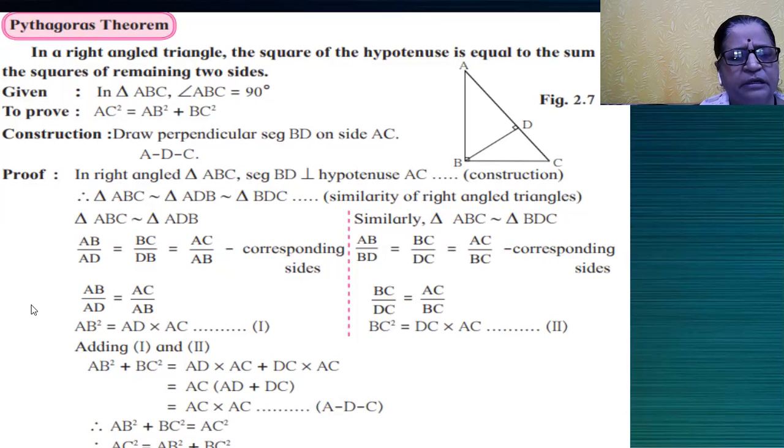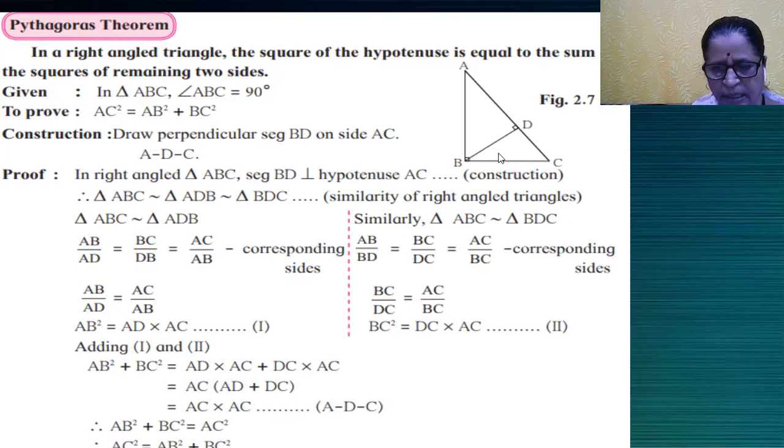So we are taking only this much, that is AB and AC, the first and third. Then AB divided by AD is equal to AC divided by AB. So AB into AB becomes AB square is equal to AD into AC. It is equation 1.